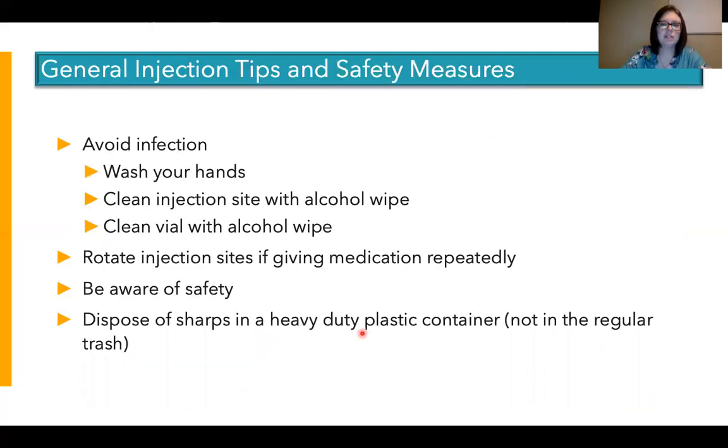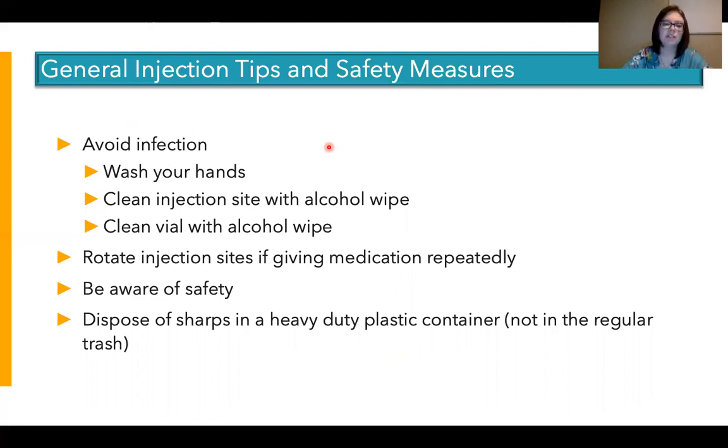And some general tips and safety things to consider with injections is to, of course, avoid infection. So making sure that we're washing our hands, that we're cleaning the injection site with an alcohol wipe. And then if there's a vial that you're going to get that medication from, that we clean the vial with an alcohol wipe.